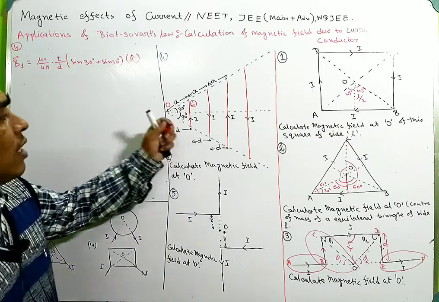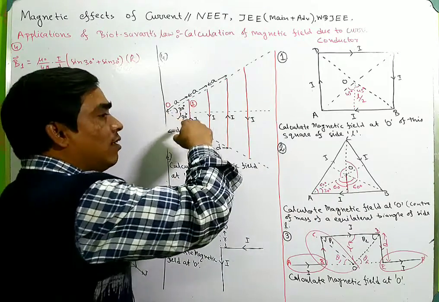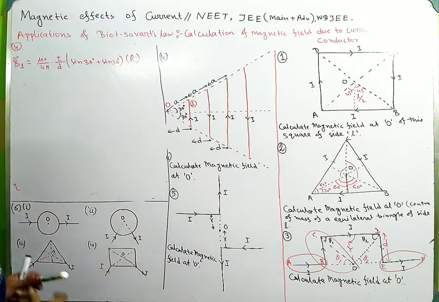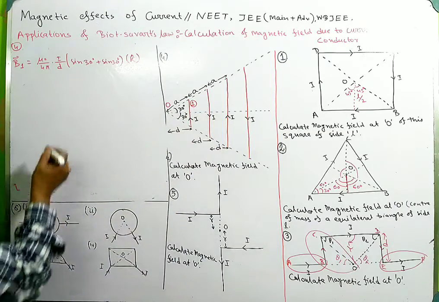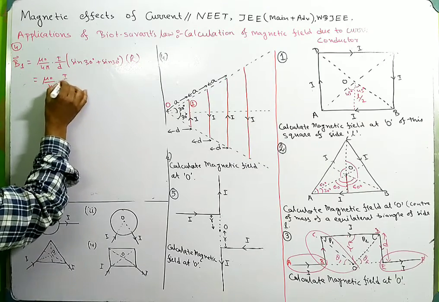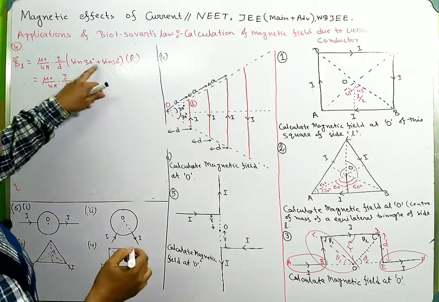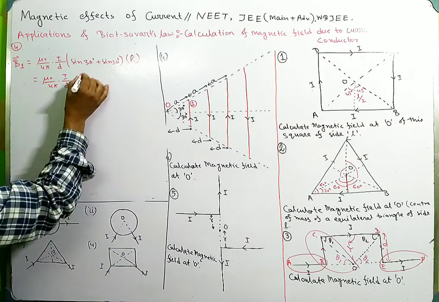So only k cap, along the direction of the z axis. I have taken this as the x axis, this as the y axis. So this is k cap. So it will be mu 0 by 4 pi into I by d, sine 30 plus sine 30, which is half plus half, so it will be 1. So this is k cap.